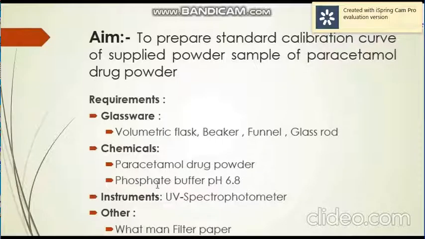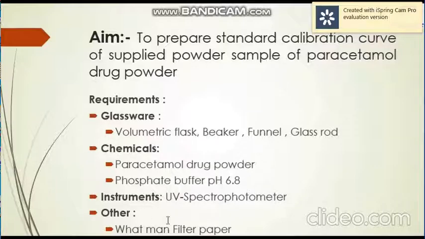Let's move to our next slide. Here in our next slide we are going to discuss the method of preparation of standard calibration curve. This method of preparation of standard calibration curve contains a few steps.